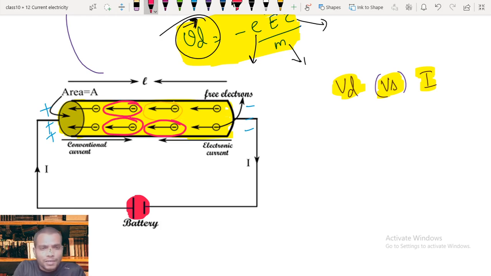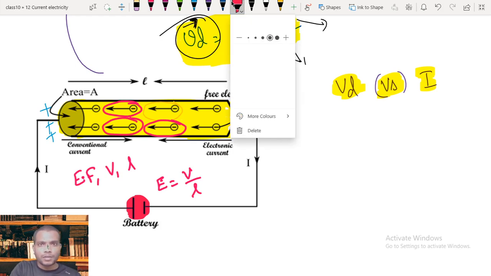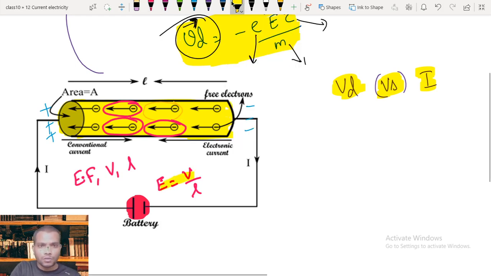Now, very important here is the relation between electric field, potential and length. We can write that electric field E equal to V upon L. This is a very important relation we will use to derive this.